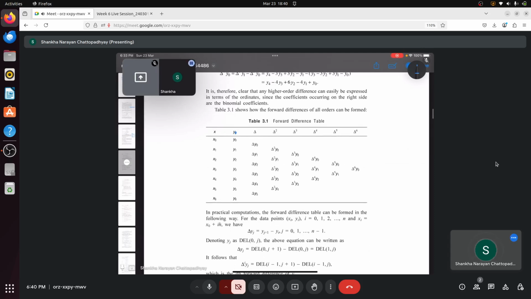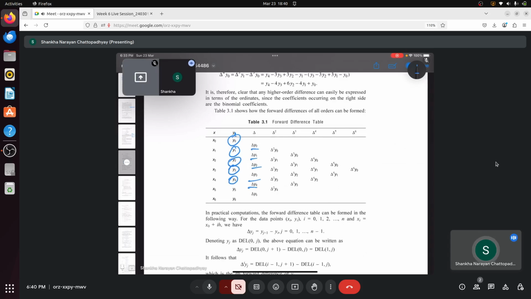So first, this delta y0 means y1 minus y0. Delta y1 means y2 minus y1. Delta y2 means y3 minus y2. Delta y3 means y4 minus y3. Delta y4 means y5 minus y4. Delta y5 means y6 minus y5.